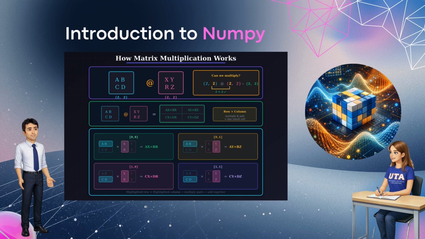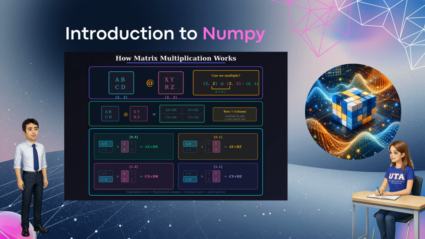Now let me show you how to actually calculate matrix multiplication by hand, because you might need to do this on an exam. Let's say I have a 2 by 2 matrix with elements A, B in the first row and C, D in the second row. I'm multiplying it by another 2 by 2 matrix with elements X, Y in the first row and R, Z in the second row. Before I show you the calculation, let's apply what we just learned.